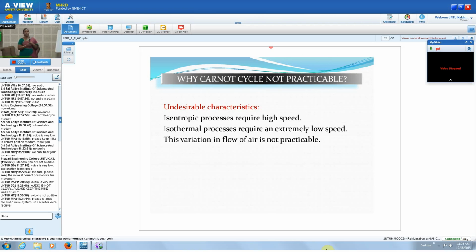Then the two isothermal processes, heat rejection in the condenser and heat abstraction in the evaporator, require an extremely slow flow rate. So those two isentropic processes should be at a very high rate, whereas the isothermal processes should be at a very low rate. This variation in flow rate of air is not practical. That's why the Carnot cycle cannot be used as a practical cycle. It's only an ideal cycle.